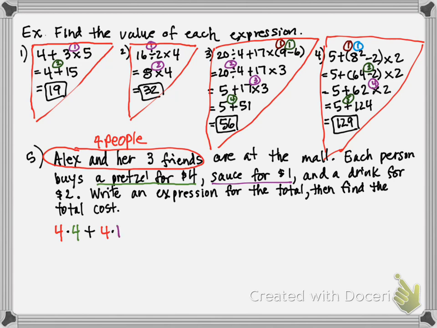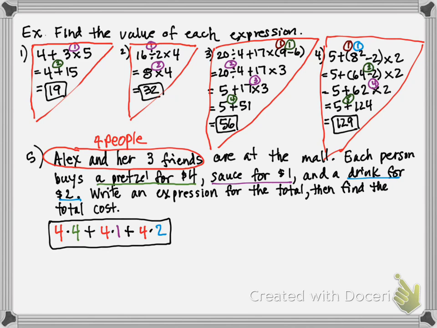And then they're going to also get, so that's going to be another times. Each one of the 4 is going to get a drink, and that drink is going to cost $2. Okay? So what we're going to do is that's the expression. So that would be answer number 1. So I'm going to just kind of box it.